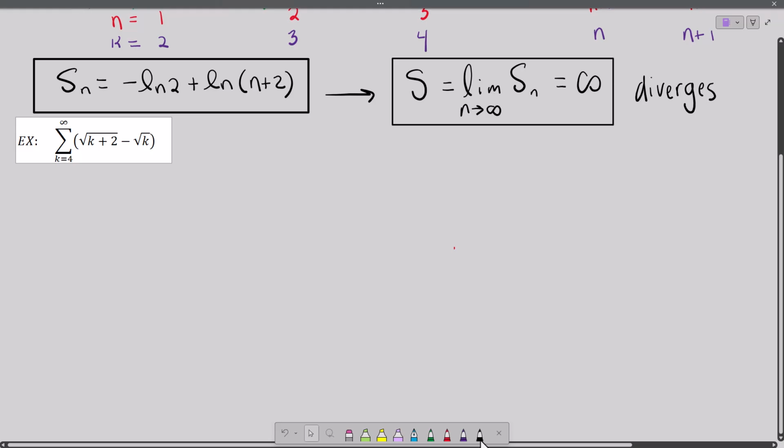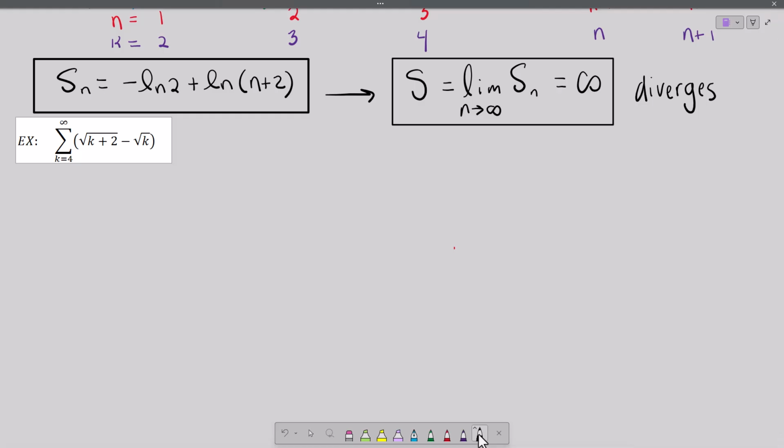All right, let's try another one, see if we can get a handle on this. So this is an infinite series. We see that it goes to infinity. We want to analyze S sub n. S sub n is how you always analyze a series, if you can find S sub n.